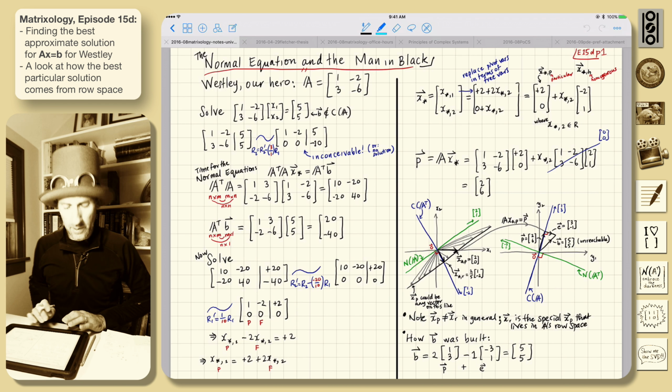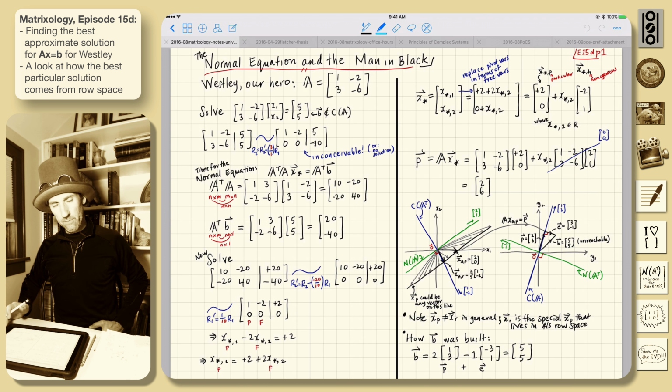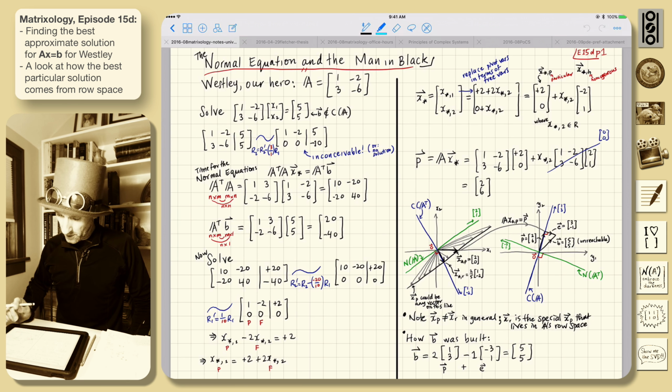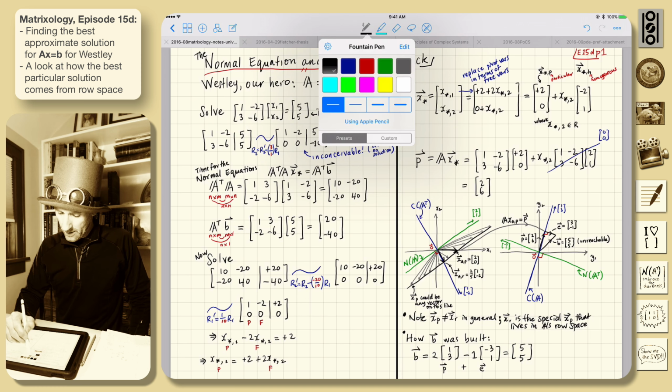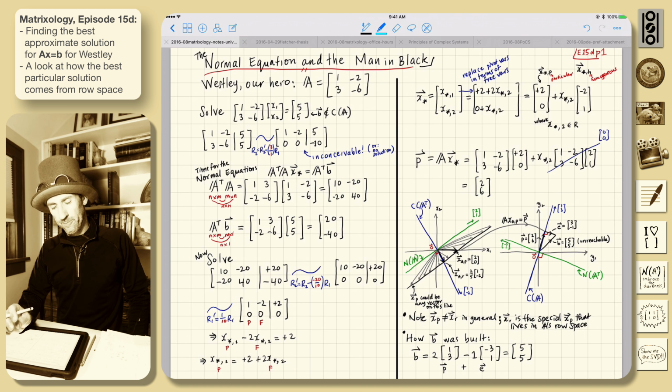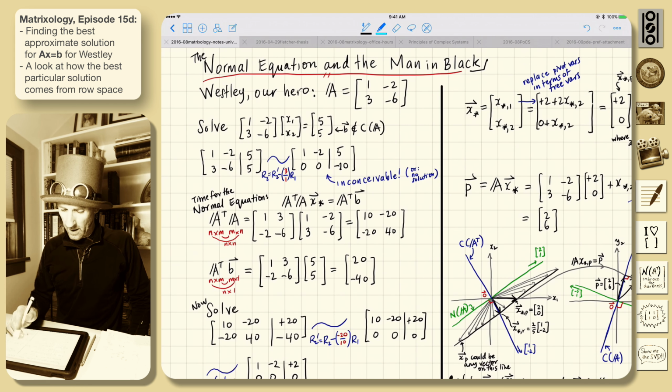One more normal equation example. Again, Westley is involved. So our man in black, no one knows why this is happening. But anyway, our man in black is this: the Dread Pirate Rabbits, erstwhile. Okay, 1, 3, minus 2, minus 6.